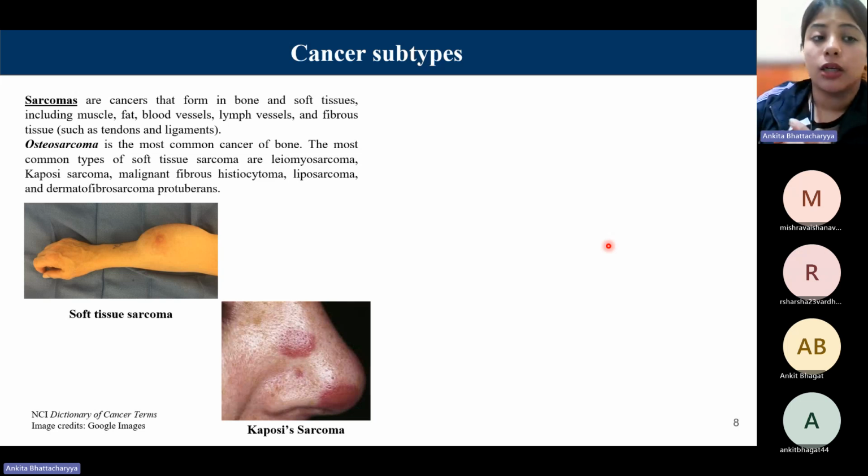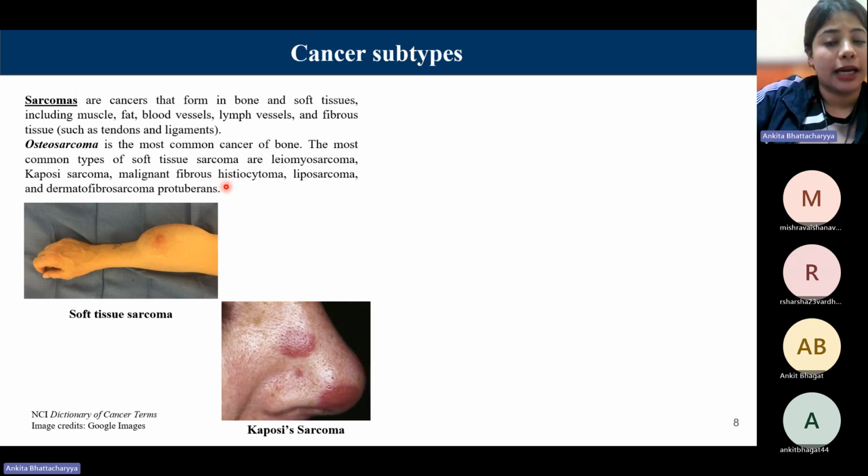But apart from osteosarcoma, there are other common types of soft tissue sarcoma as well, like leiomyosarcoma, Kaposi sarcoma, which I have just represented here. Kaposi's can happen throughout the body. I just showed the nose because you can very bluntly see what it looks like. Malignant fibrous histiocytoma, liposarcoma, dermatofibrosarcoma protuberans, etc. So basically, the terminology before sarcoma indicates the tissue from which it has arisen.